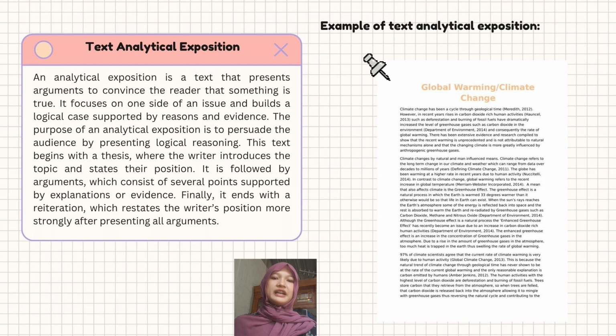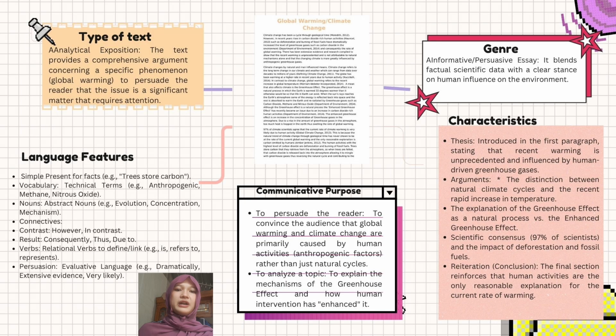Now, we have analytical exposition. Analytical exposition is a text that is used to persuade readers that something is true or important. For the mind map, we can immediately see the central focus is persuasive. The writer also supports one side of an issue and tries to convince the reader using logical arguments. Now, let's talk about the structure shown in the mind map. There are three parts: thesis, arguments, and reiteration, and the thesis introduces the issue and the writer's opinion.